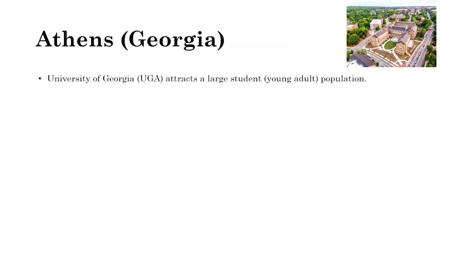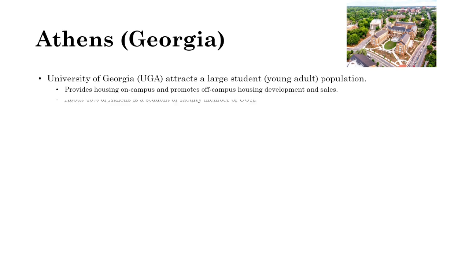Okay, there we go. I don't know why it's so slow today. Athens is where the University of Georgia, UGA, is located. It's a small town in Georgia. There's a very large young adult population here. Not the majority of the population, but a good chunk of the population is just UGA students. That's very helpful because there's housing available. It's not like a big city where there could be a housing shortage. There's housing on campus as well as off campus, directed to students. 40% of Athens is either a student or a faculty member of the college.